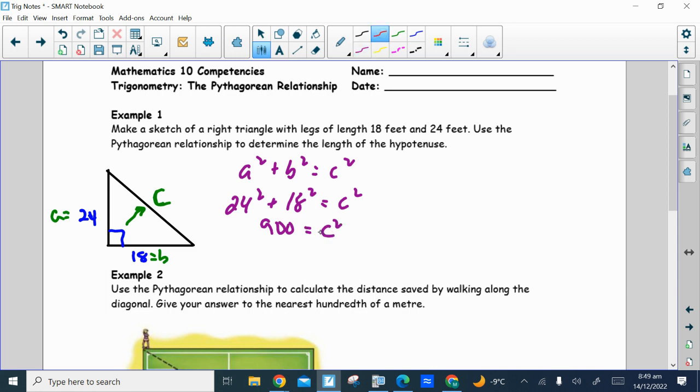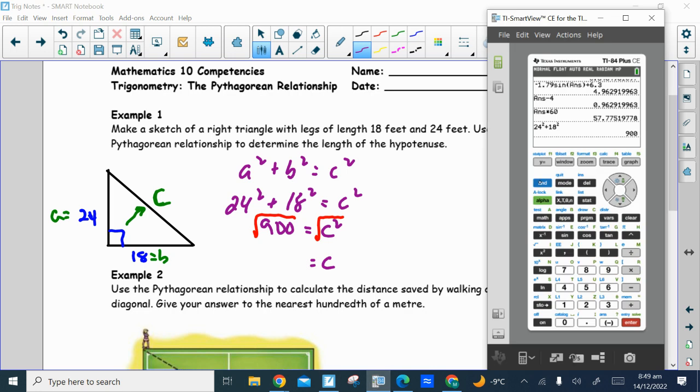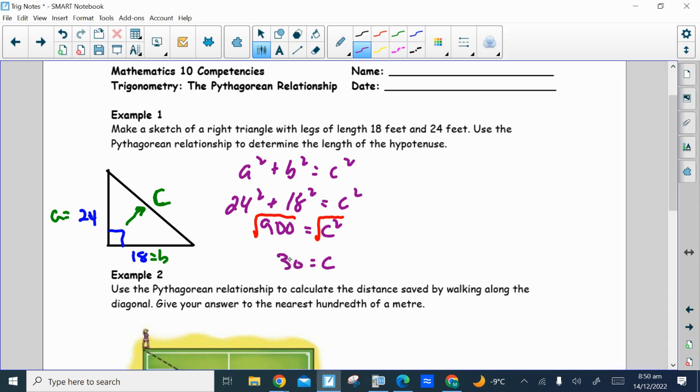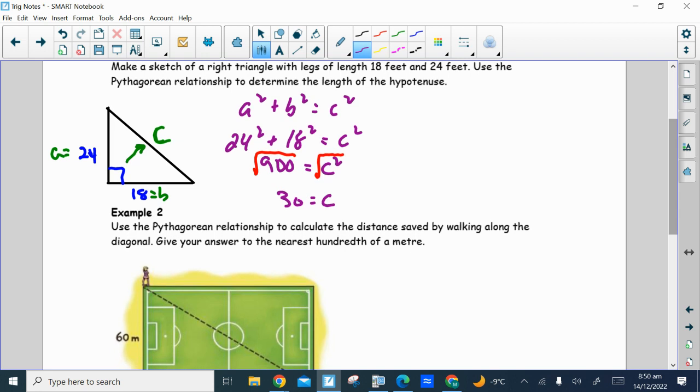To find out what c is, we need to get rid of the square, and the opposite of square is square rooting. And whatever we do to one side, we have to do the same thing to the other. So on the right side, square root and square cancel each other out. And on the left side, the square root of 900, I think, is 30. So there's your answer. There's the length of the hypotenuse. And again, when it says determine, that means you've got to show your work. Where's that answer coming from?